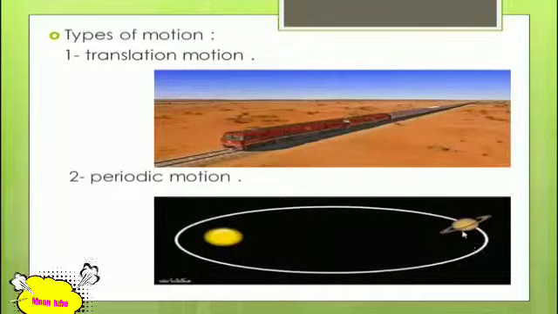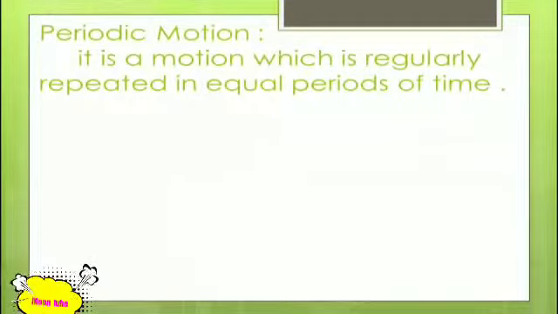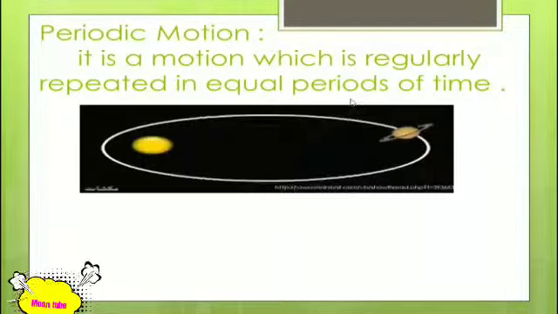A planet like Earth moves around the sun regularly, or this motion is repeated regularly in equal periods of time. Every year it moves around the sun in equal periods of time. So the periodic motion is the motion which is regularly repeated. Number one, it is regularly repeated. Number two, it is in equal periods of time.